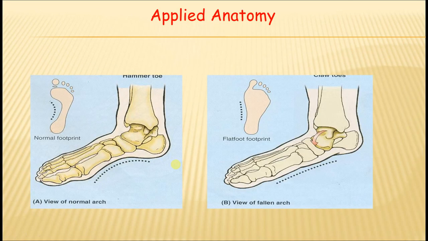So finally we are coming to the applied anatomy of the foot. First we will see about pes planus, or flat foot. Here you are able to see an arched foot, and here you are able to see a flat foot, which is more evident in the footprint also.